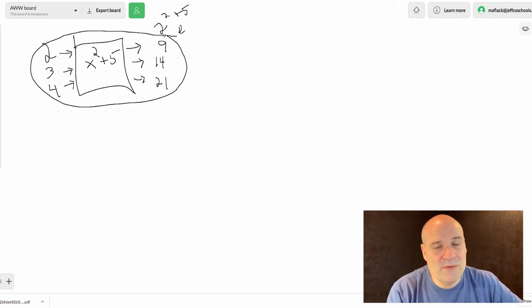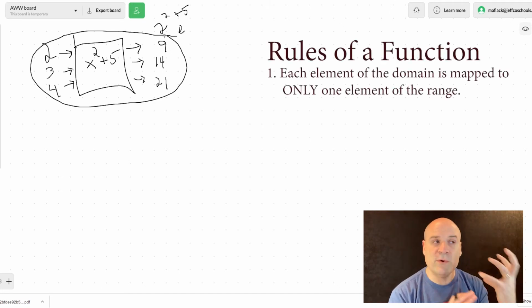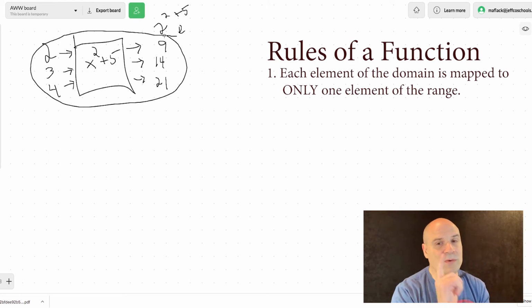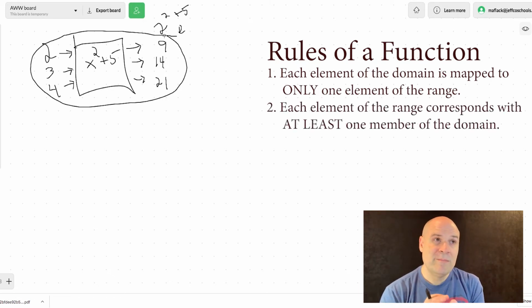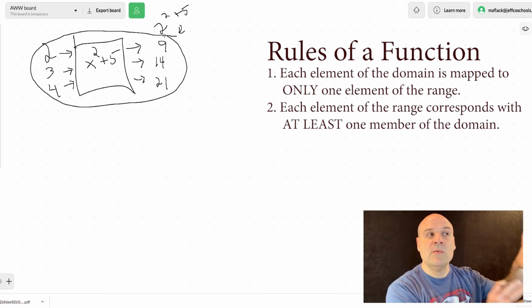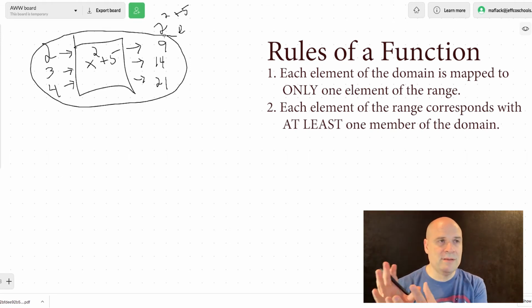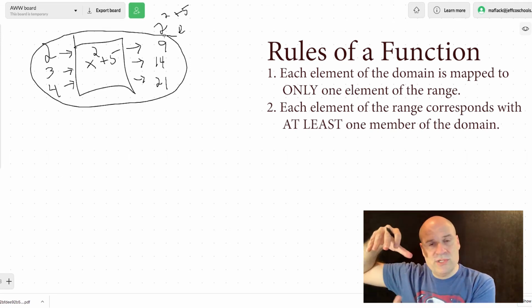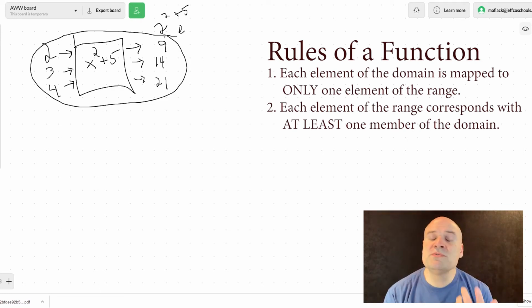Remember, there are rules to functions. Do you remember the rules? First rule is every member of the domain has to correspond with only one member of the range. It can't go to multiple members of the range. And the other rule is every member of the range, the result, has to have at least one member of the domain that maps to it. So you can't have this random guy hanging out in the range set that doesn't have anybody mapping to it. So if those rules are not followed, then it's not a function.